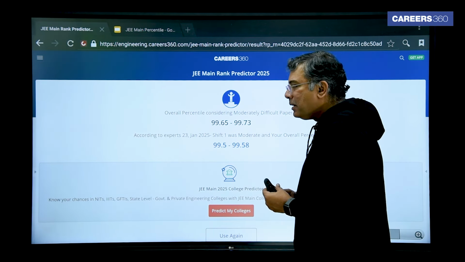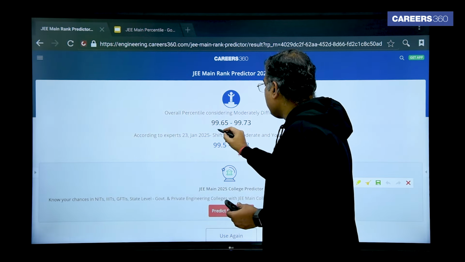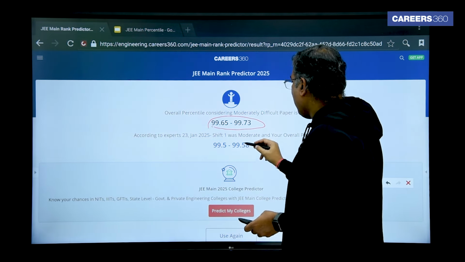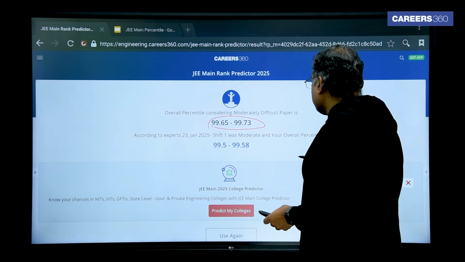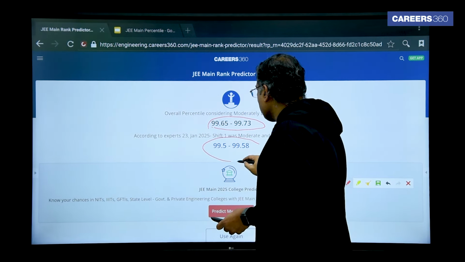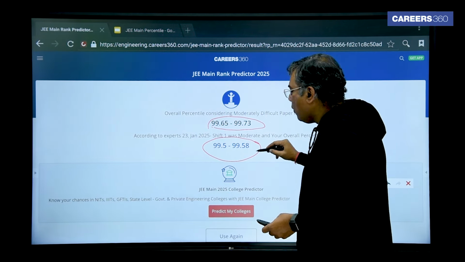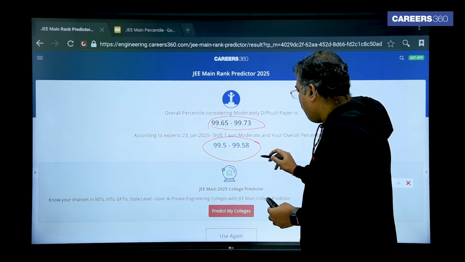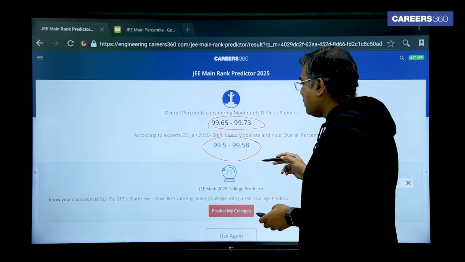It says my percentile would be, if you now notice this, between 99.65 to 99.73%. And according to the experts, your shift 1 was moderate and your overall percentile is 99.5 percentile to 99.58 percentile. Here we're collecting information. Here we are talking of averaging everything that we got as a response and giving it back to you. Based on this, you will understand the kind of rank that you'll get.